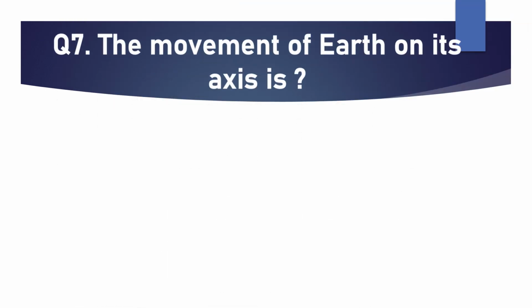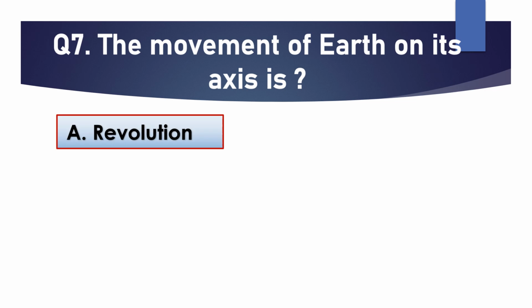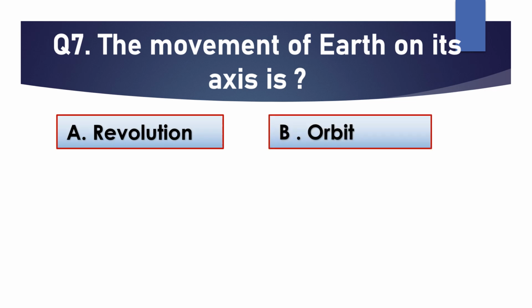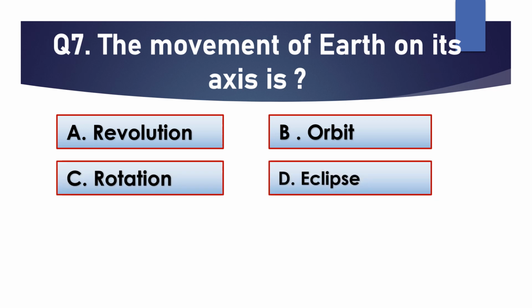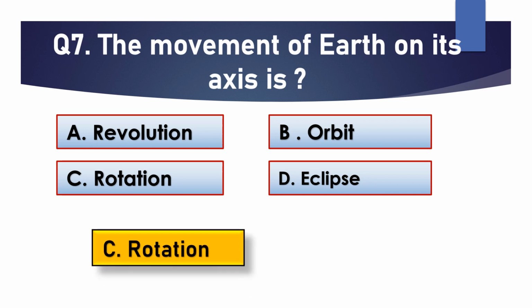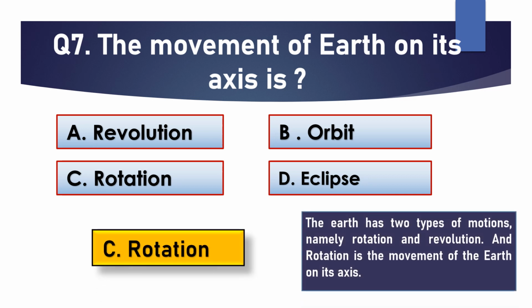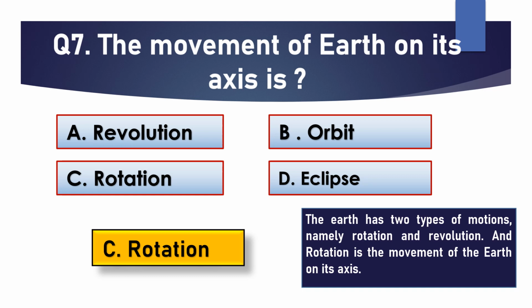Question number 7. The movement of Earth on its axis is, and your options are A. Revolution, B. Orbit, C. Rotation, or D. Eclipse. The answer is C. Rotation. The Earth has two types of motions, namely rotation and revolution. And rotation is the movement of the Earth on its axis.